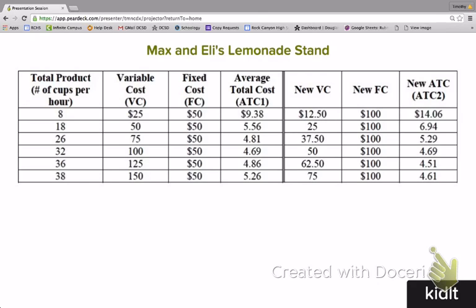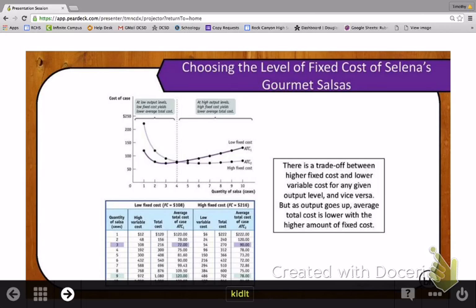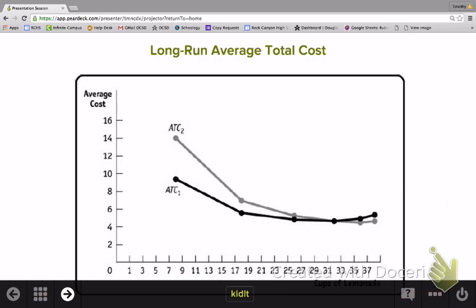Both ATC1 and ATC2 represent short-run average cost curves. They represent two sizes of the firm, one small and one large. But at each of those sizes, the fixed inputs are fixed.